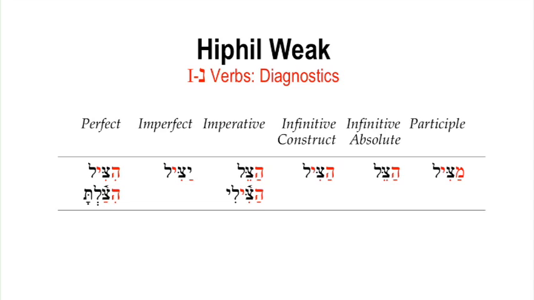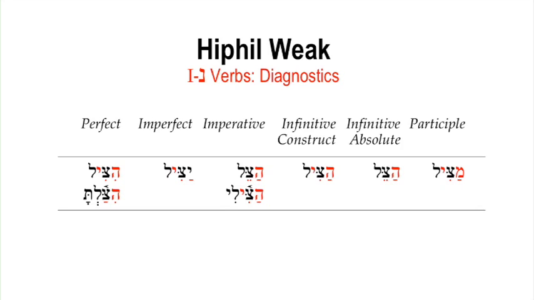Look at your screens with me. The good news is, all of the Hiphil strong verb diagnostics are maintained in every form that you see on your screen, in the perfect, the imperfect, the imperative, infinitive construct, infinitive absolute, and participle. They're all there. Everything highlighted in red is what you've already memorized in the Hiphil strong verb category.